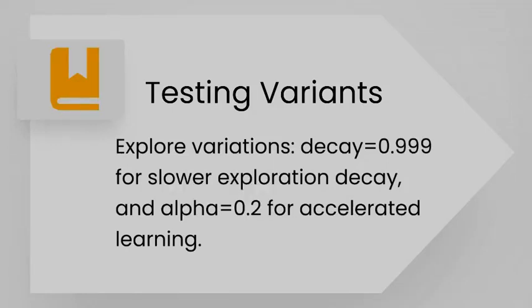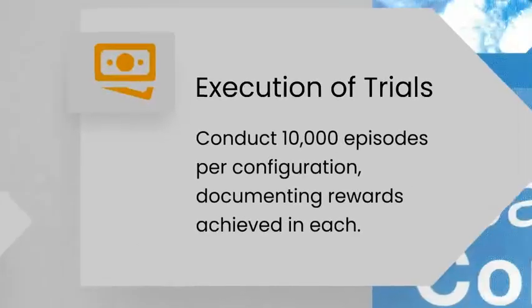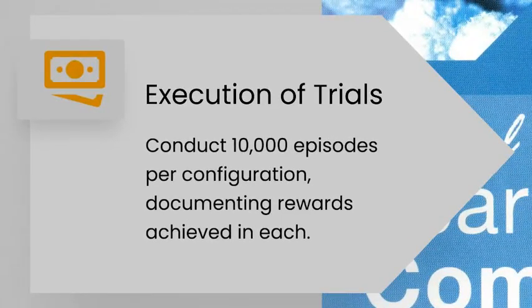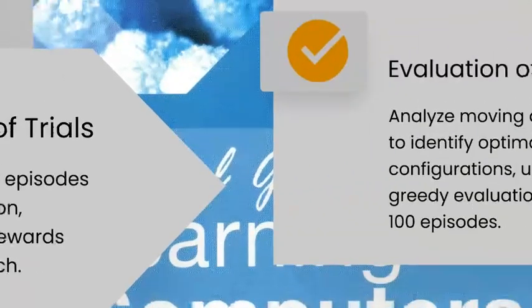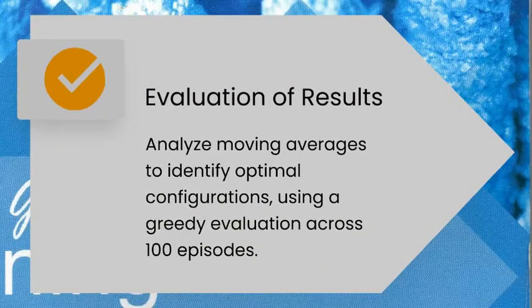I did test some variants. I ended up with the decay of 0.99 for slower exploration, and I went up to an alpha. I did try 0.2, but in this example, I have an alpha of 0.3. And I did run 10,000 episodes. And so as I was going through here, the agent's performance steadily did improve.